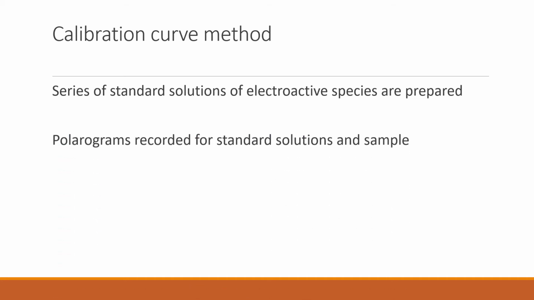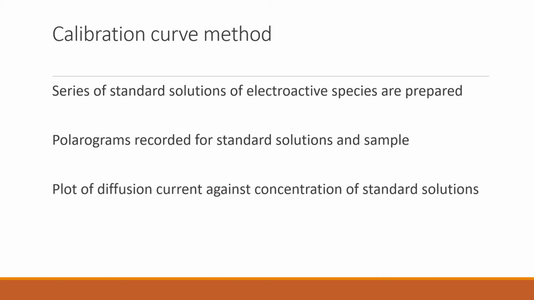After the standard solutions are prepared, the polarograms are recorded for each of the standard solutions and for the sample as well. After the polarograms are recorded, we get the value of diffusion current from the polarogram, and the value of diffusion current of each of the standard solutions and the sample solution is plotted against the concentration of standard solutions, and this plot is called the calibration curve.